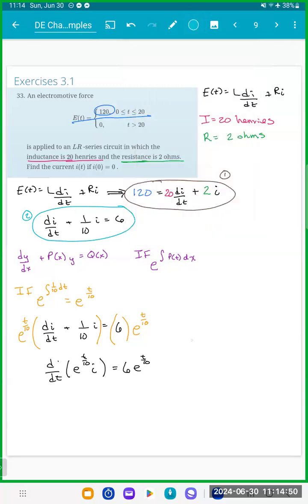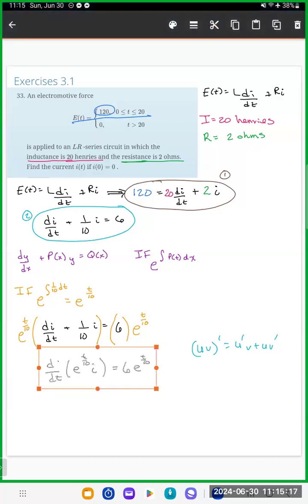just as a reminder, we have (uv)' is equal to u'v plus uv', so just our product rule there. Okay, so let's take this equation to the next slide.